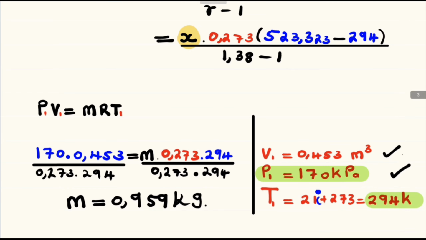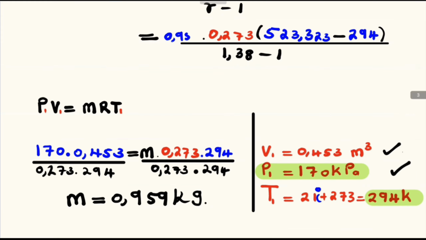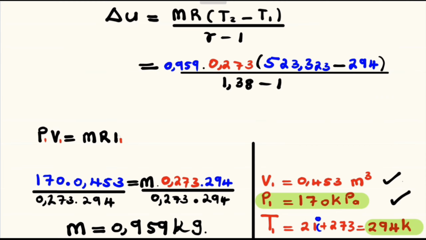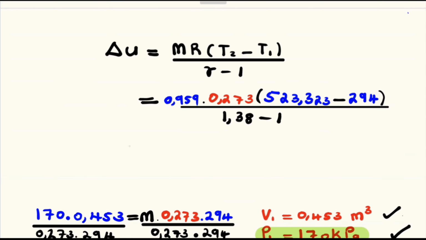We can now remove that X, and we make some space for the 0,959, I mean. So you have 0,959 kilograms, and the change in internal energy, delta U, will be equal to 158,075 kilojoules.